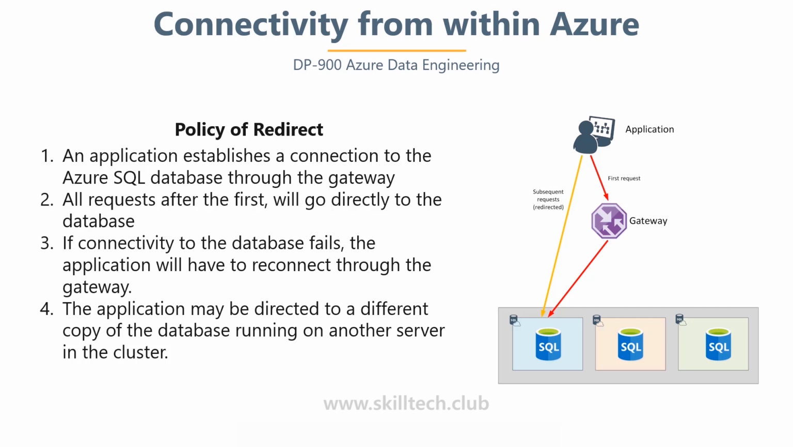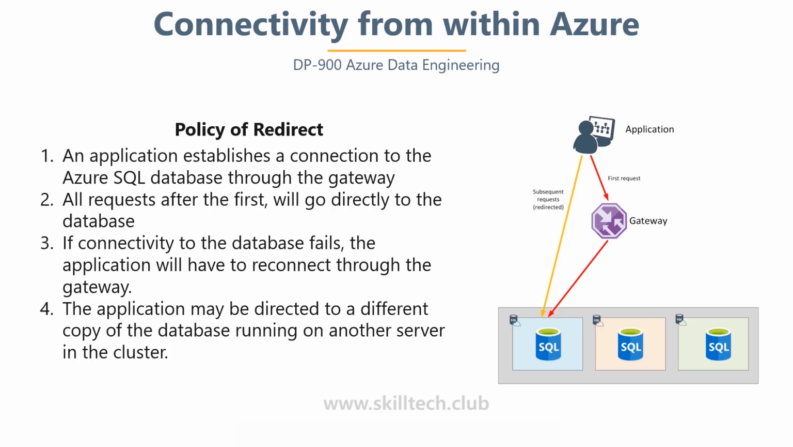So it's like the first time it is going to go to the gateway. It will maybe do some additional configuration with that, and then from the second time onwards, all the subsequent requests will go directly to the database. If connectivity to the database fails, the application will have to reconnect through the gateway. So suppose it is not connected or some failures are happening consecutively, then you can go through the gateway once again for the authentication, and after that, subsequent requests will again be redirected directly.